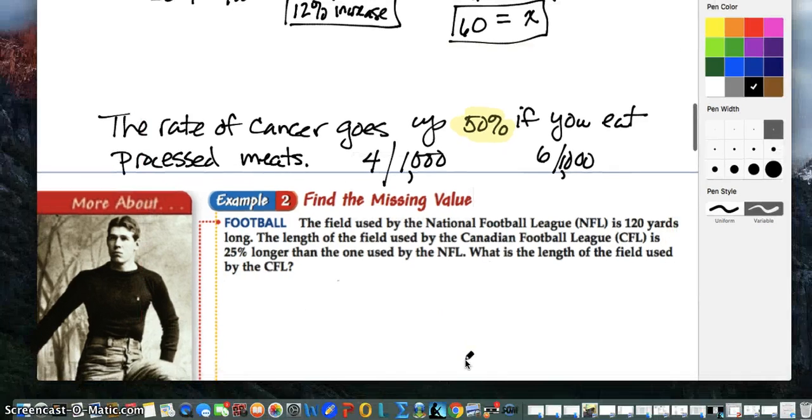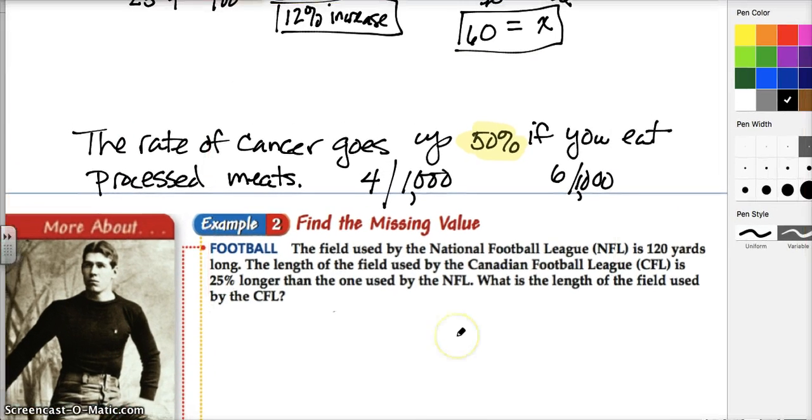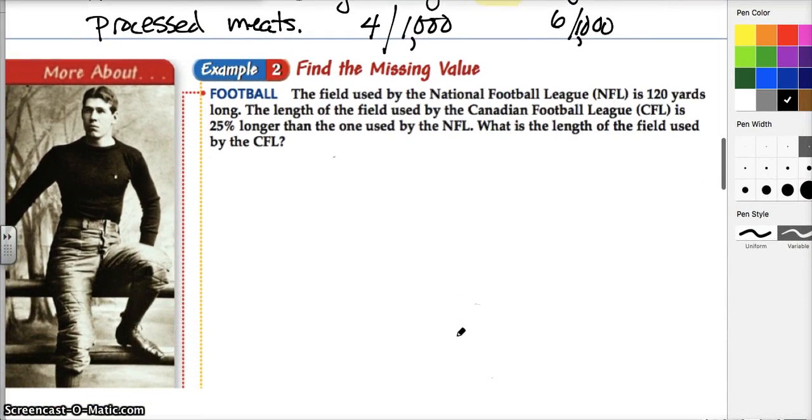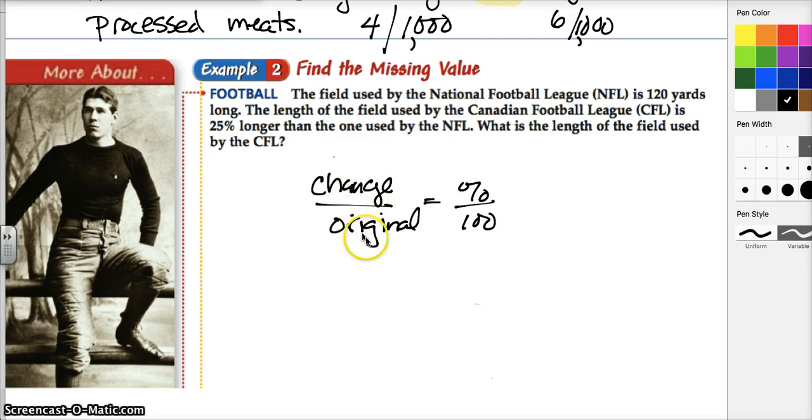Anyway, let's take a look at this next example. So we're looking at example 2, and we're going to find the missing value. The field used by the National Football League, NFL, is 120 yards long. The length of the field used by the Canadian Football League is 25% longer than the one used by the NFL. What is the length of the field used by the CFL, the Canadian Football League? Since we're dealing with the change over the percent change, I'm going to hook it up the way we usually do. Change over the original is equal to percent over 100.